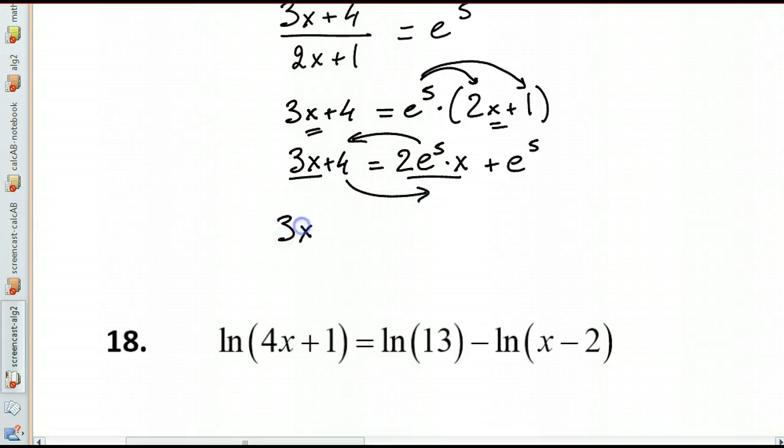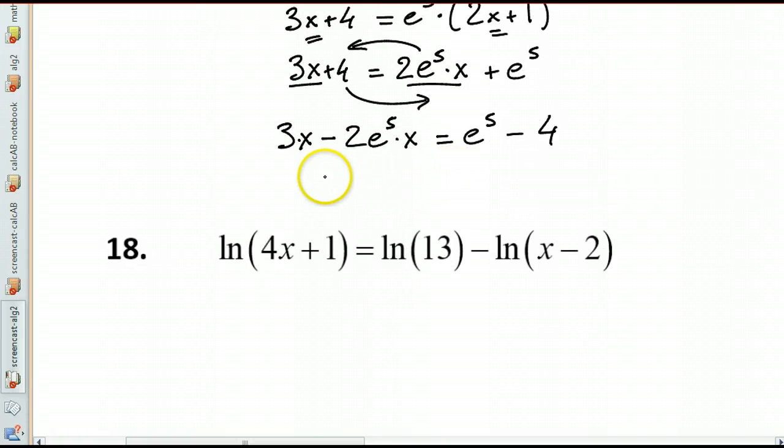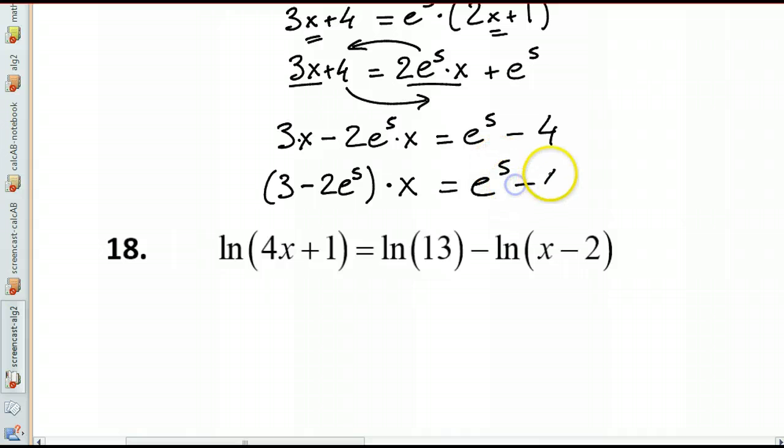So I have 3x minus 2e^5 x, okay, equals e^5 minus 4. Almost there. This is a step that students most often forget. How do you solve that for x? Well, you have to have only one x, right? So you factor x. So it's 3 minus 2e^5 times x equals e^5 minus 4.